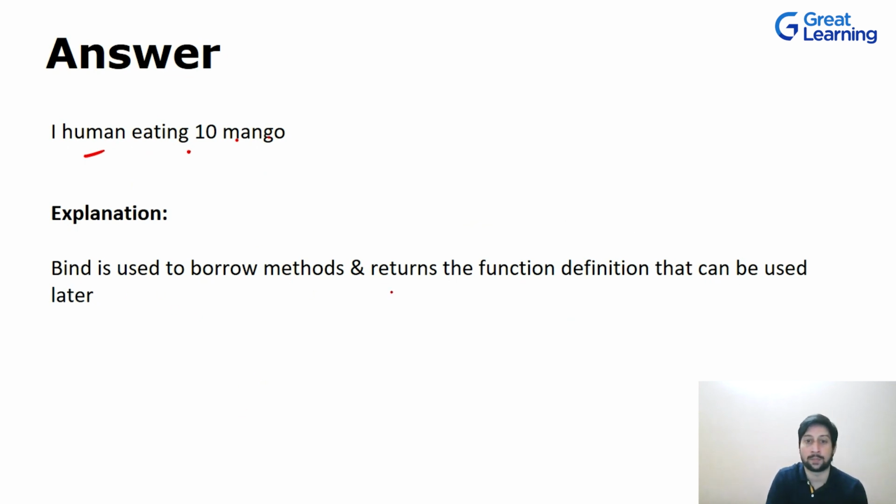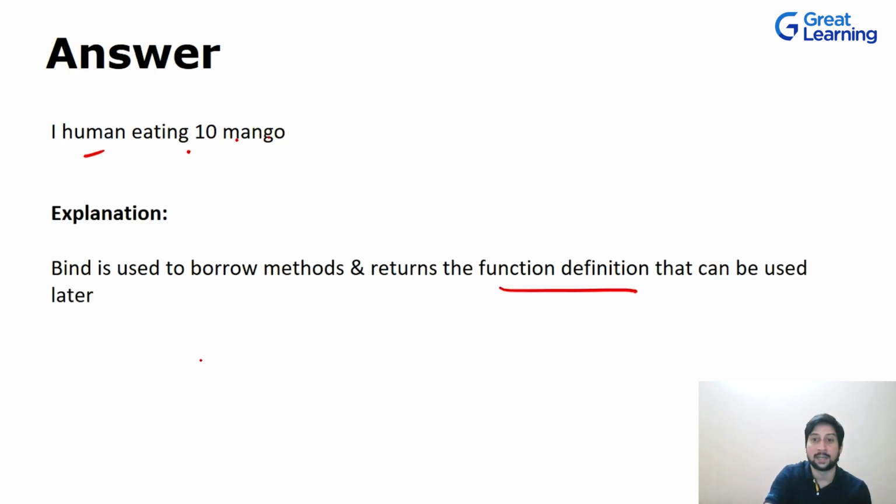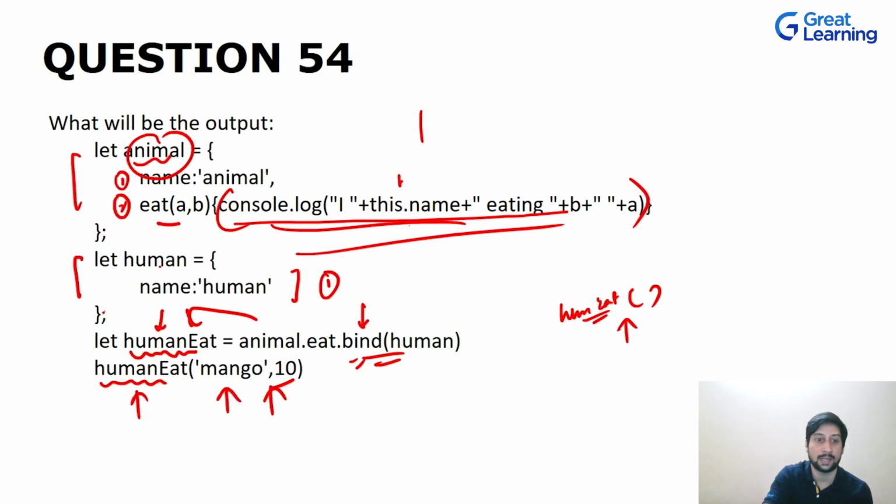Bind is used to borrow methods, and it returns the function definition, which was this. In this case, this was the function definition, and we stored it in this human eat, which we can use later, which we saw, right? Human eat we used later, and we passed in two arguments, just like we have for this object, which is animal.